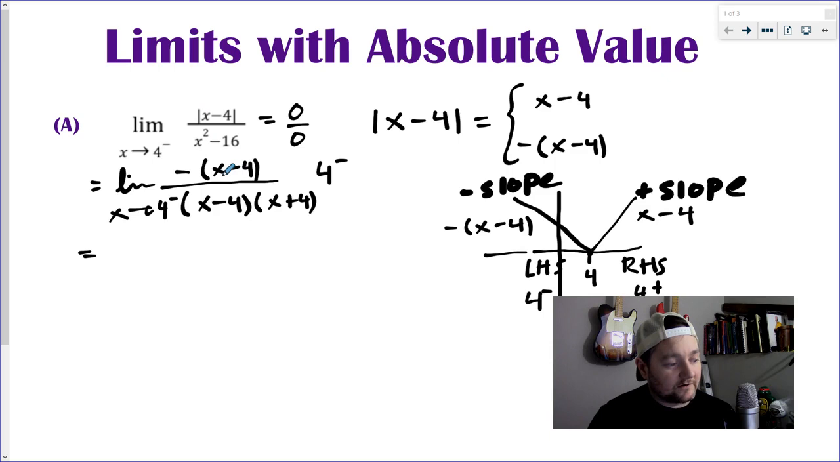So now that I've factored, I can go ahead and cancel out my indeterminate form, my removable discontinuity, the x minus 4, and then I'm going to rewrite the limit as x goes to 4 minus, and I'm left with negative 1 over x plus 4.